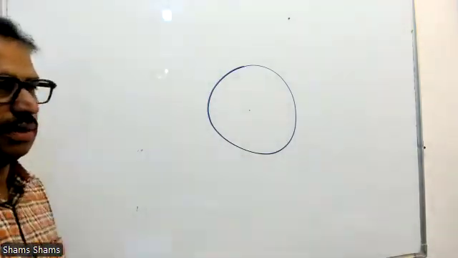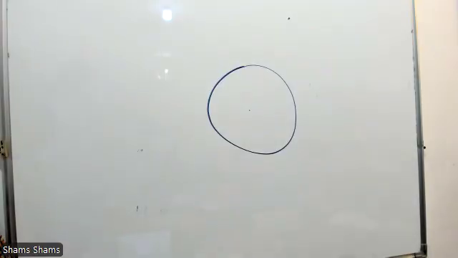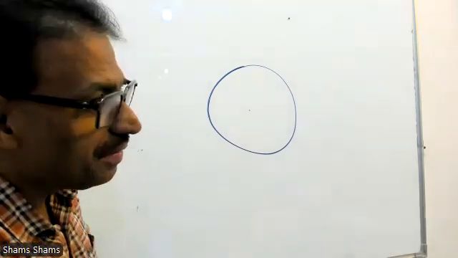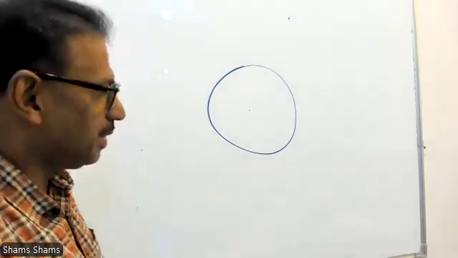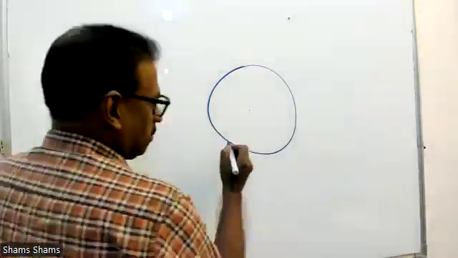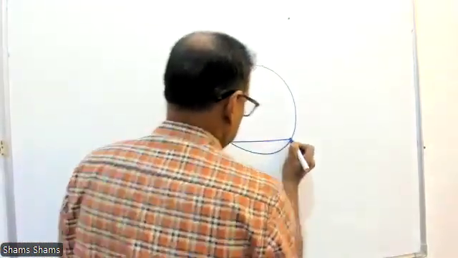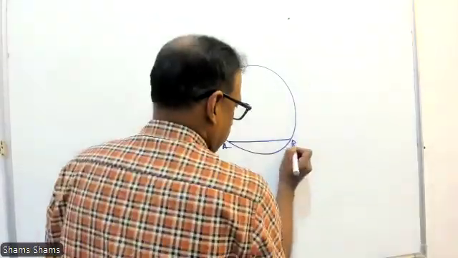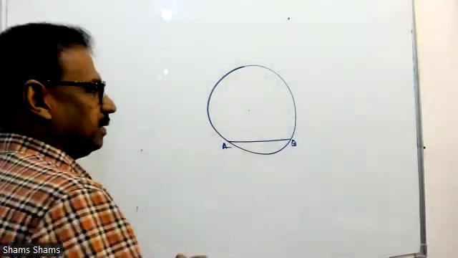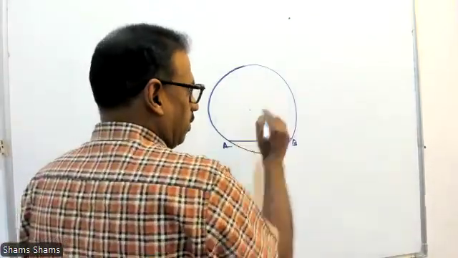Suppose a chord is what? A line on a circle, the line segment joining two points. This is called a chord. And suppose this chord has some length, and another chord is drawn.